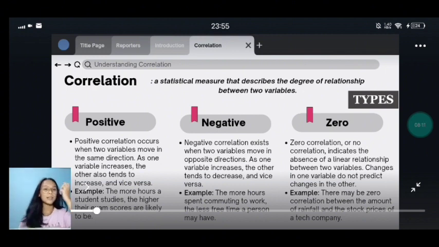Next one is the negative correlation. It exists when two variables move in opposite directions. As one variable increases, the other tends to decrease and vice versa.